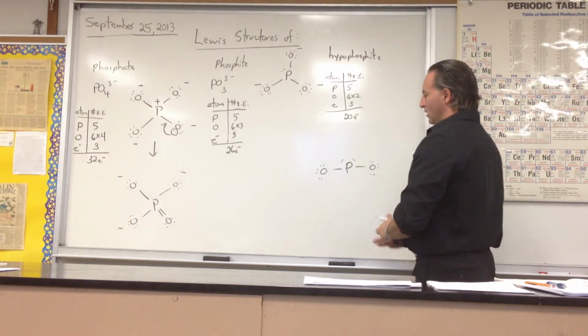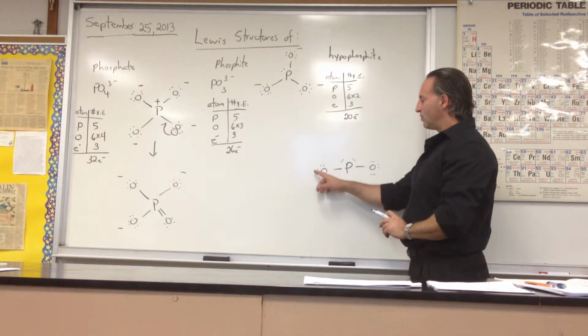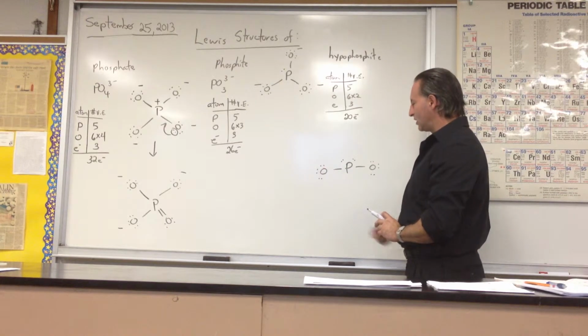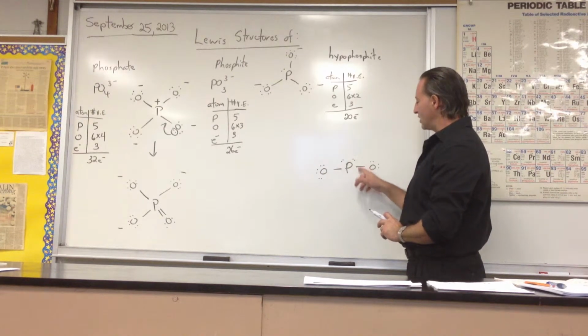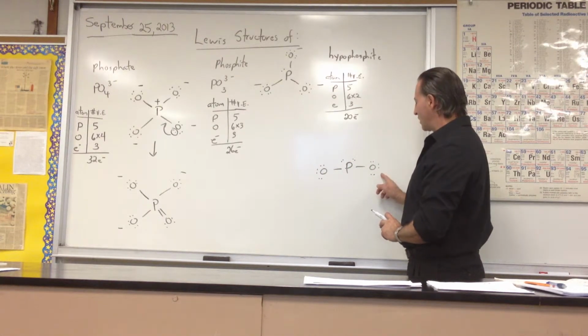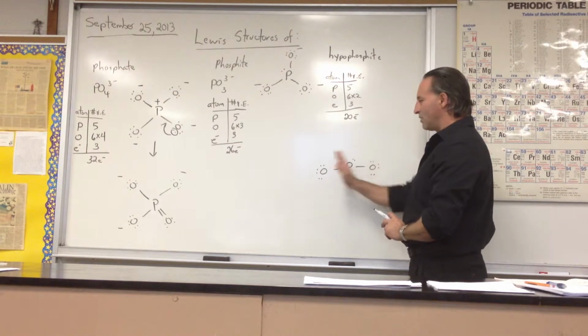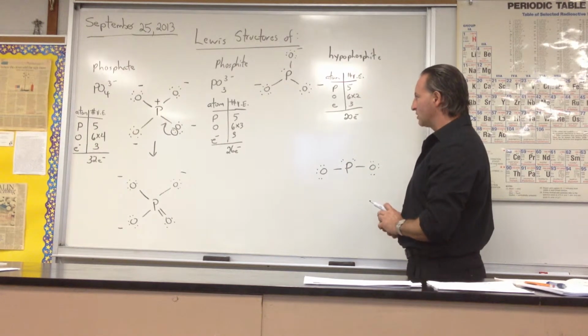Okay? Checking for your octets. 2, 4, 6, 8. Oxygen has a fulfilled octet. Phosphorus, 2, 4, 6, 8. Fulfilled octet. This other oxygen, 2, 4, 6, 8. All of them have fulfilled octets. Good sign, we can continue from there.